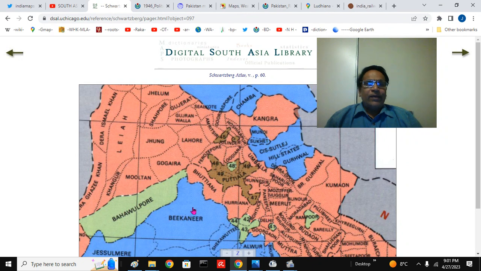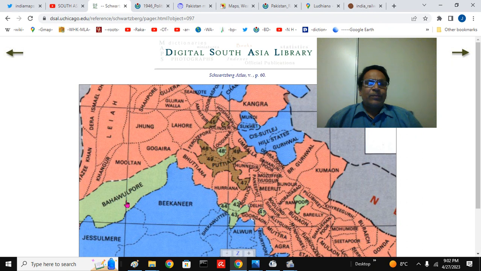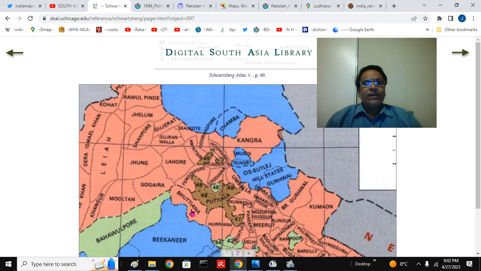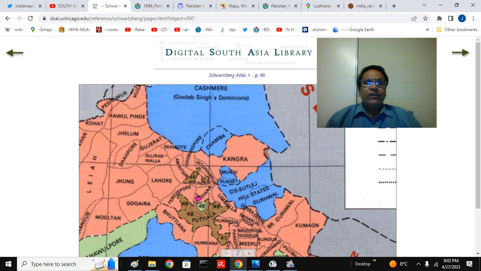What we are looking at here is the Schwartzberg Atlas. This is the Sutlej River, the princely state of Bahawalpur. We put it as a division for you. The Ludhiana state is essentially the Firozpur region here, the Firozpur district, then Ludhiana, south of the Sutlej.